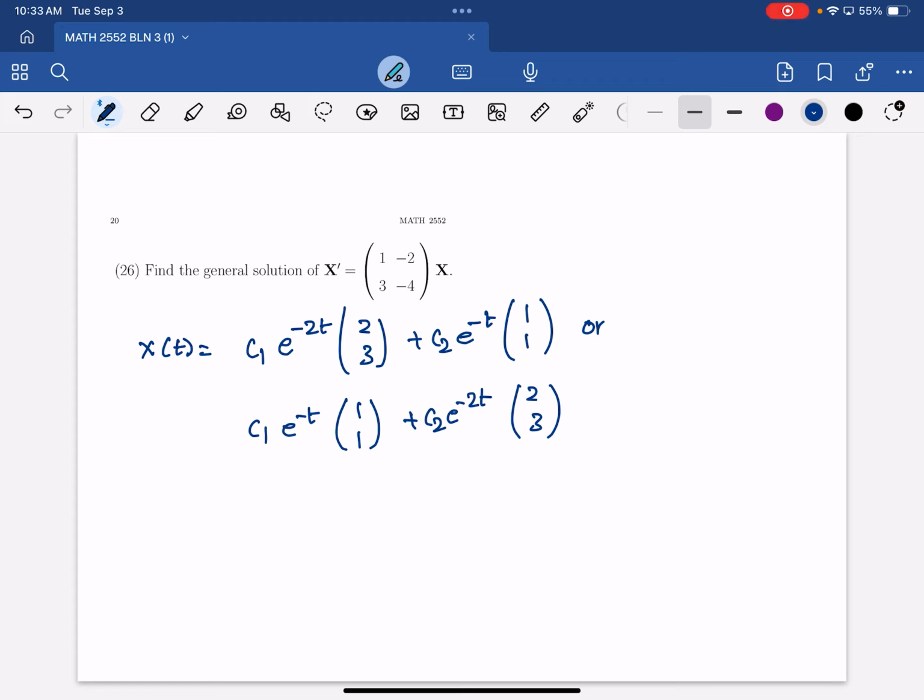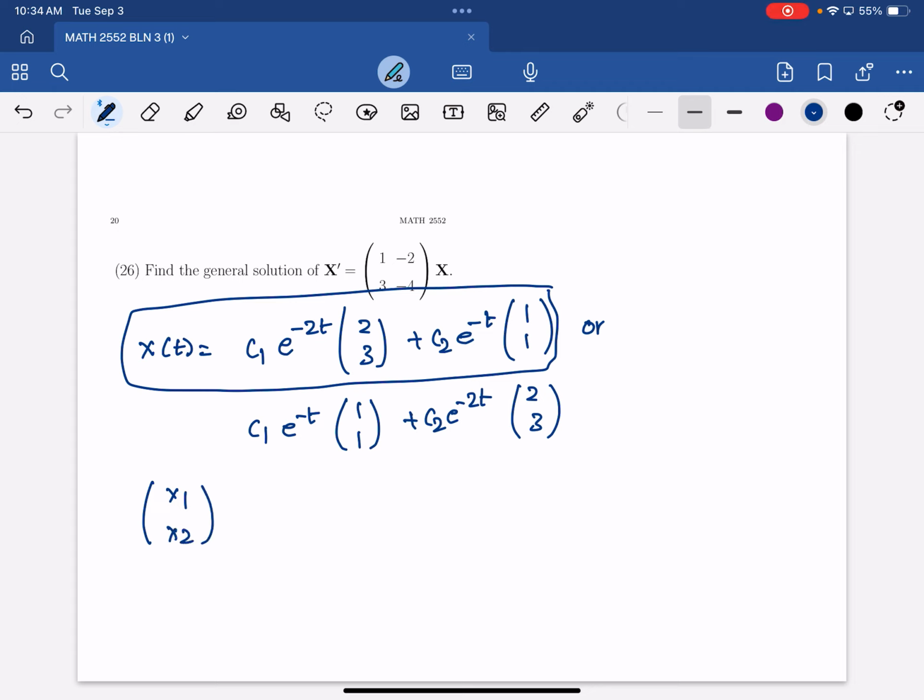So now I want to show you one other thing. What is that? Let's say I go with this one for now. So this tells you that my x1 and x2 is going to be 2c1 e to the negative 2t plus c2 e to the negative t, and 3c1 e to the negative 2t plus c2 e to the negative t. I'm just showing you something nice, for fun. Hopefully you will like it as well.